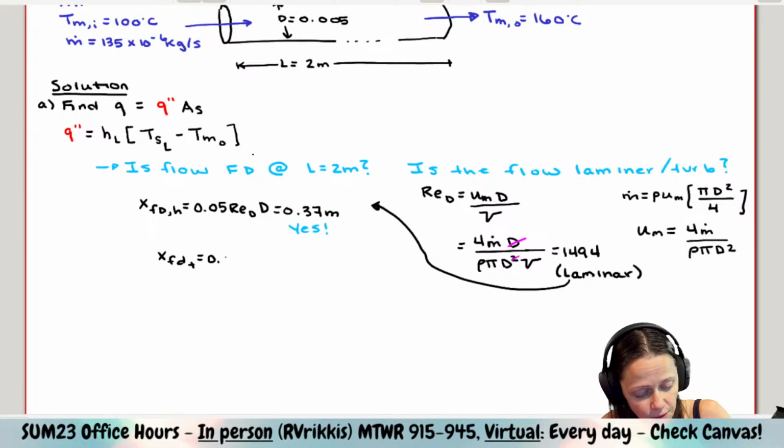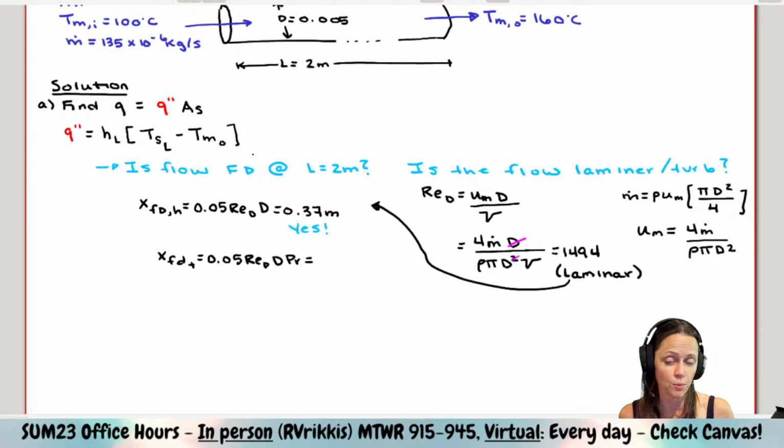So it's that same value, 0.05 times our Reynolds number, times our diameter, times our Prandtl number. By the way, if the flow were turbulent, the position at which the flow transitions to fully developed would be the same for hydrodynamic and thermal. It would just be 10 diameters, and that's on your equation sheet.